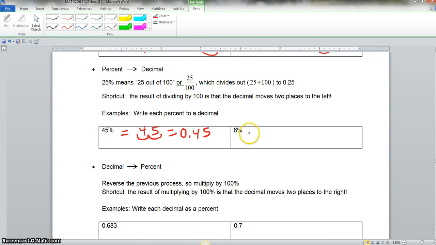Now we have 8%. It means 8 out of 100. So we will write 8, and remember, that means our decimal will move 2 places to the left. So our final answer would be 0.08.